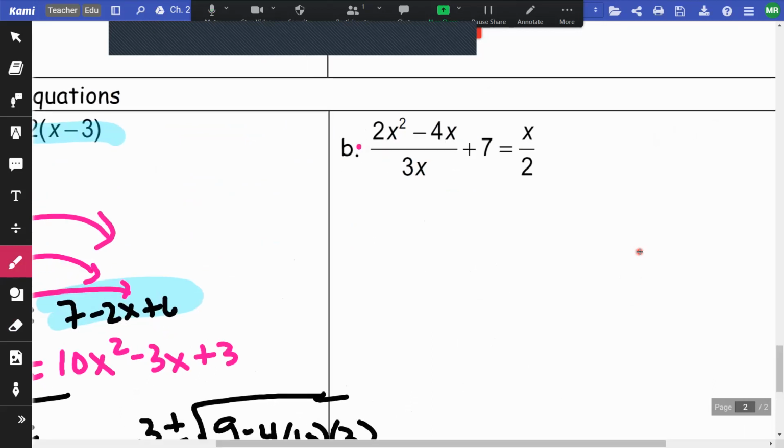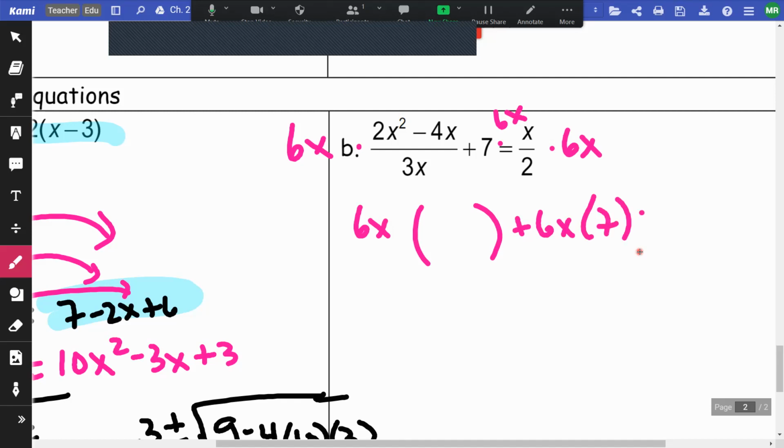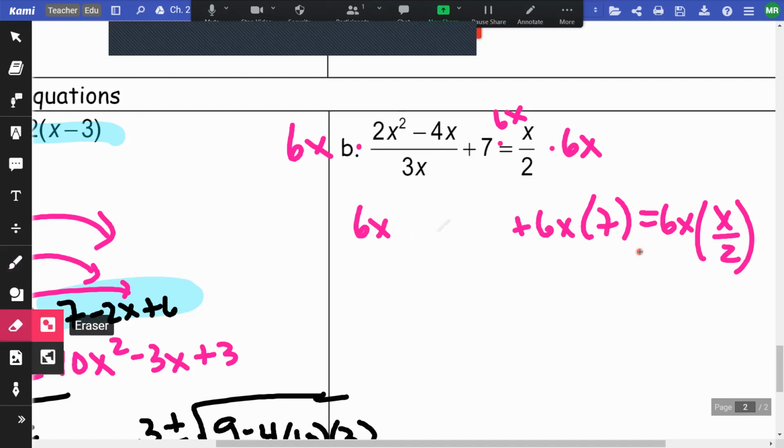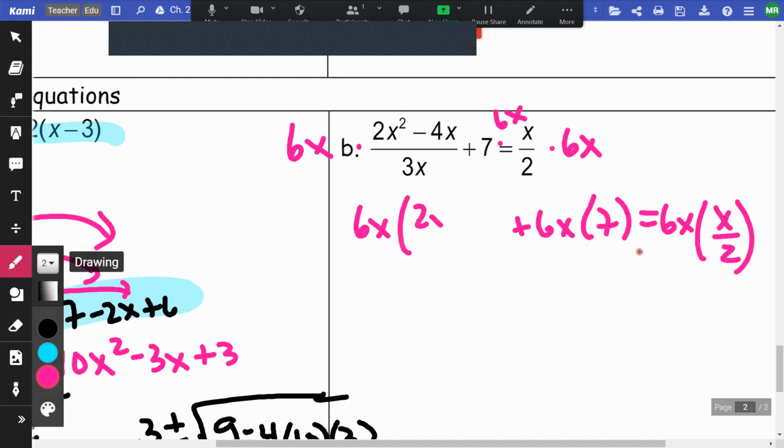So what we're going to do is we're going to times everything by a 6x. The reason I'm going to times everything by 6x is because a 6x will get rid of all of my denominators. So let me just kind of rewrite this. So I have 6x times this plus 6x times my 7 equals 6x times my x over 2. Okay, and let me write this. 2x squared minus, let me space this out. I don't know why I didn't write it. Wasn't thinking. Okay, 2x squared minus 4x over 3x.